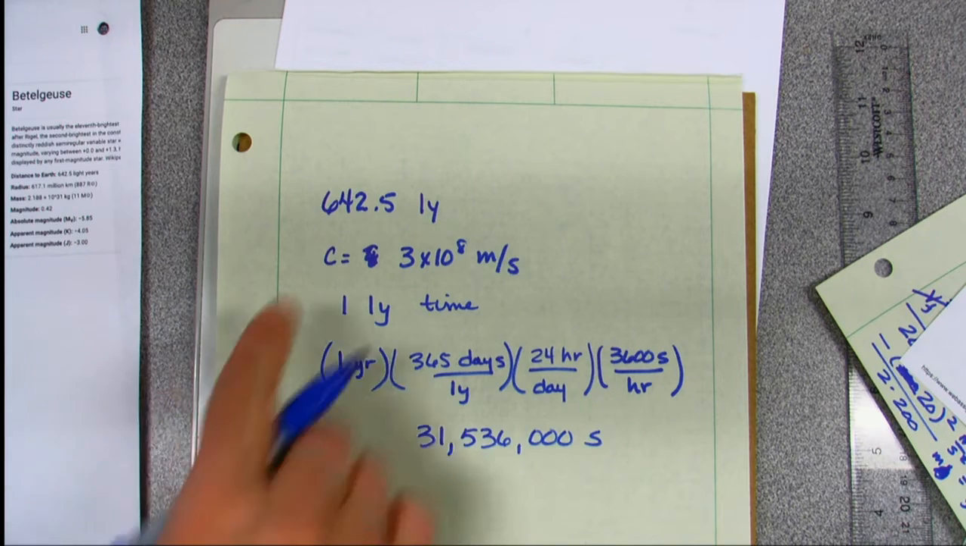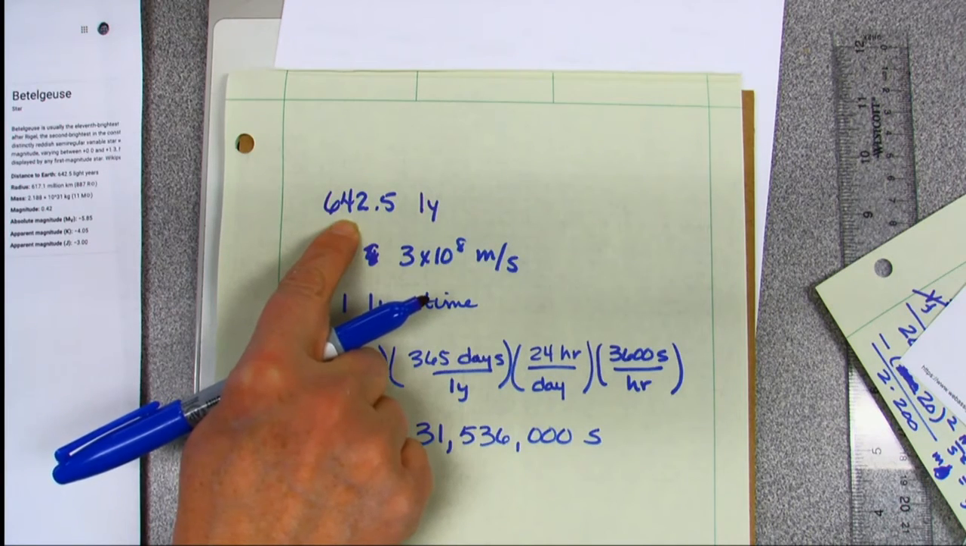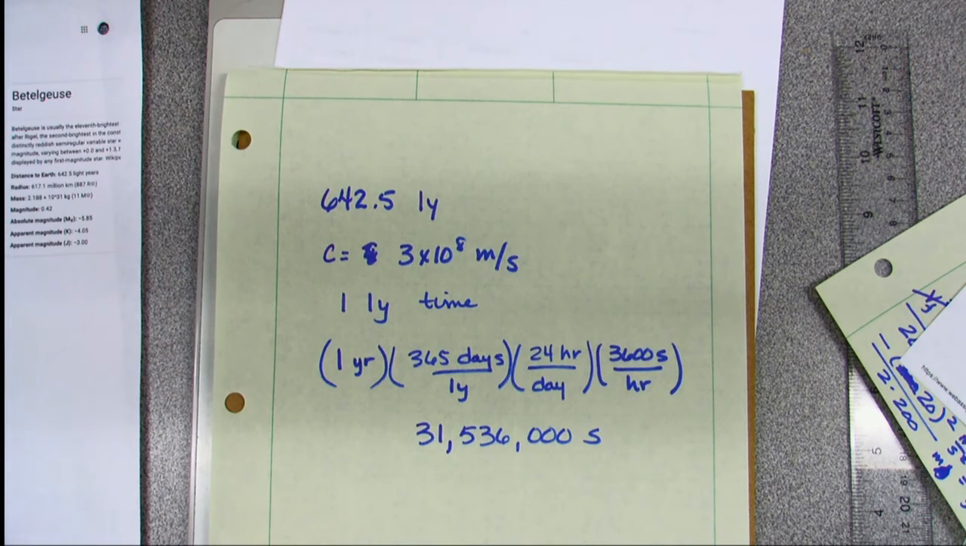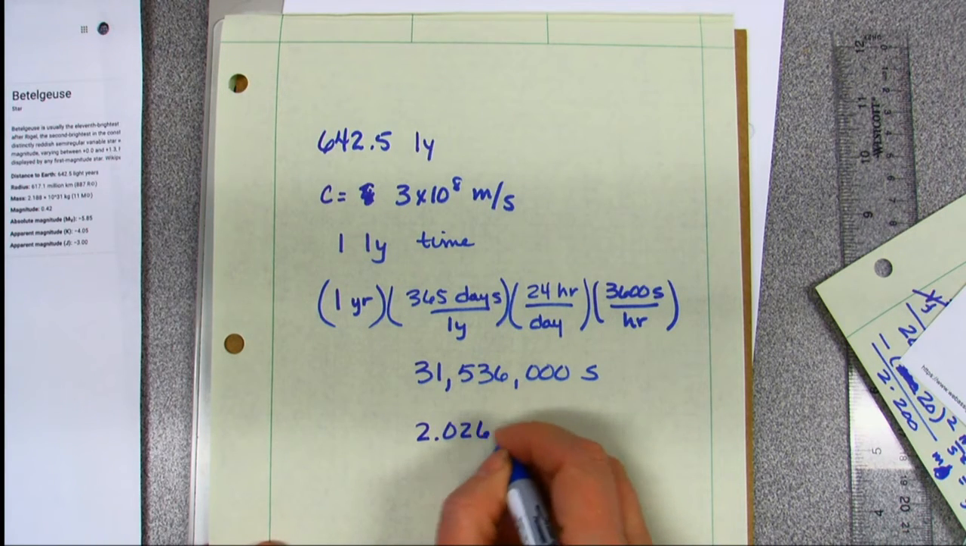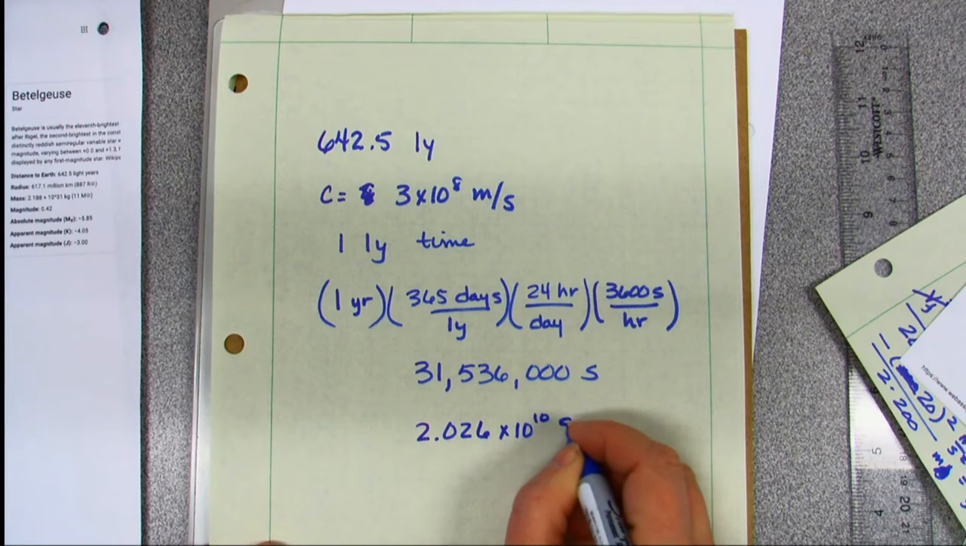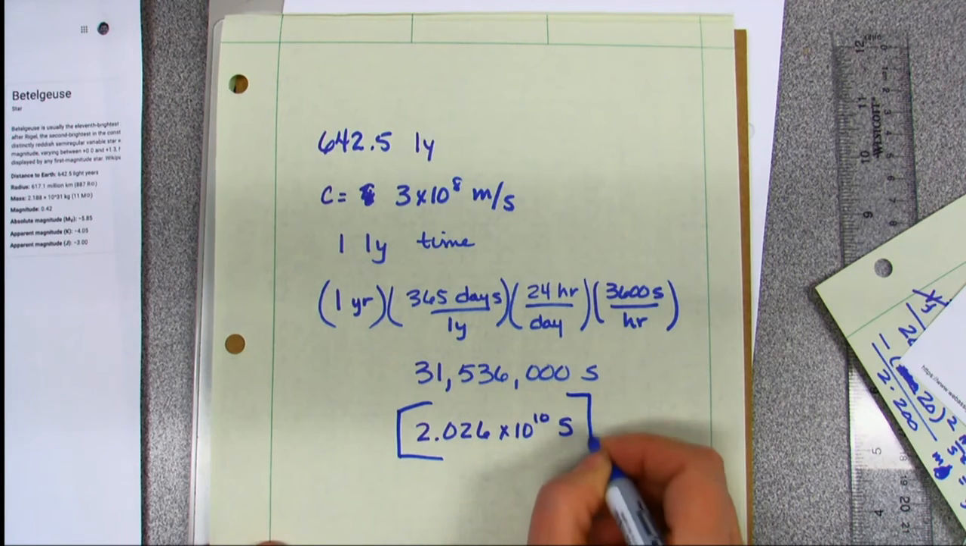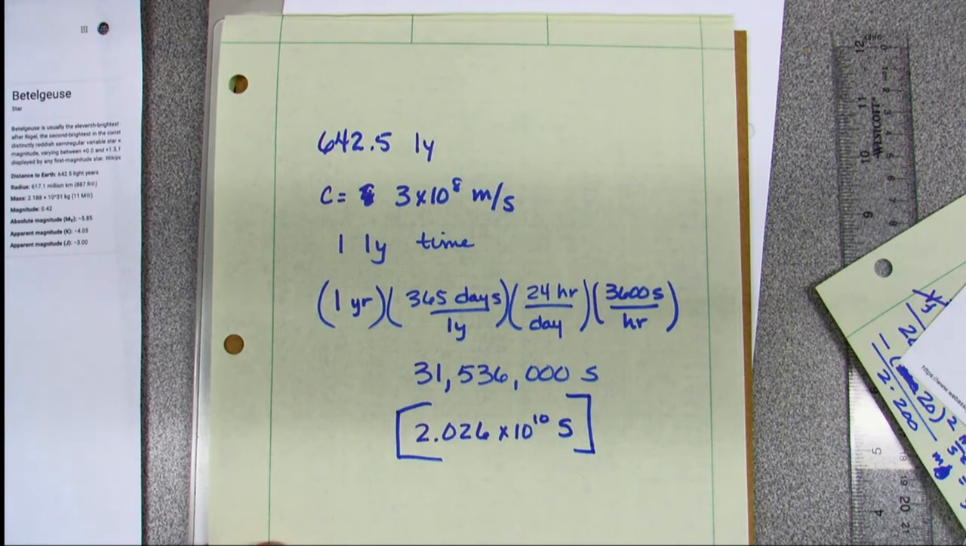Okay? Well, that's 642 of those, so we'll multiply by 642.5, which gives me 2.026 times 10 to the 10 seconds. That is how long it takes that photon, if it left Betelgeuse and we're seeing it today, to reach us.